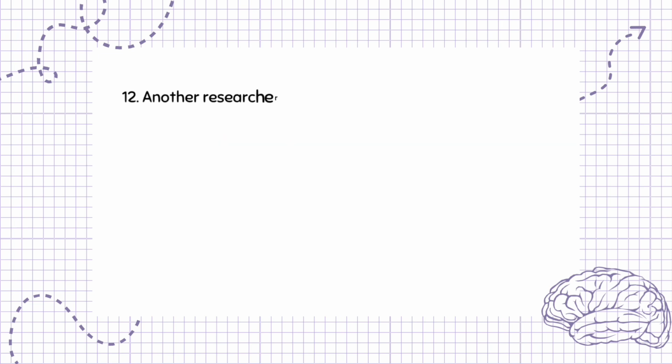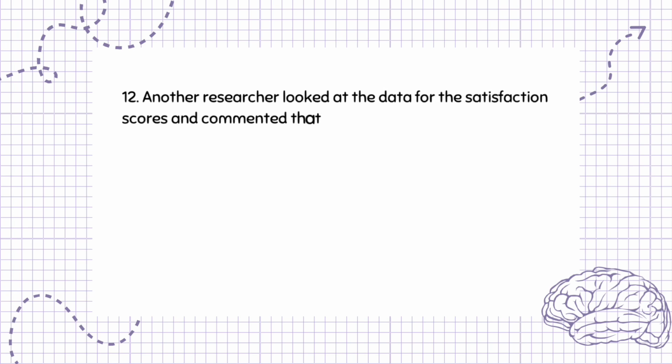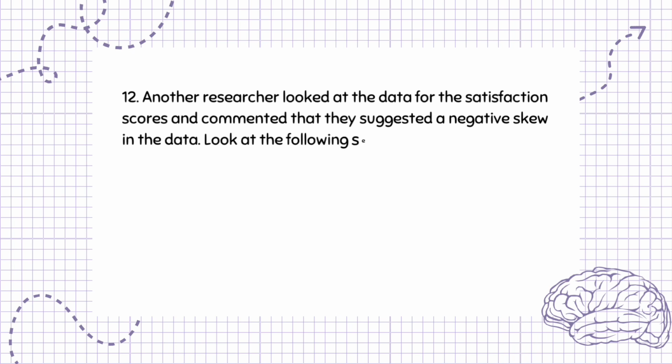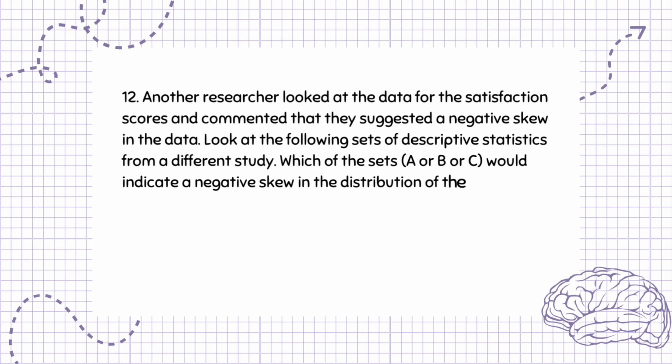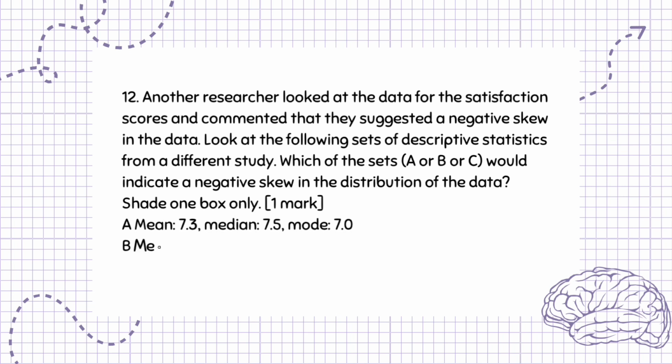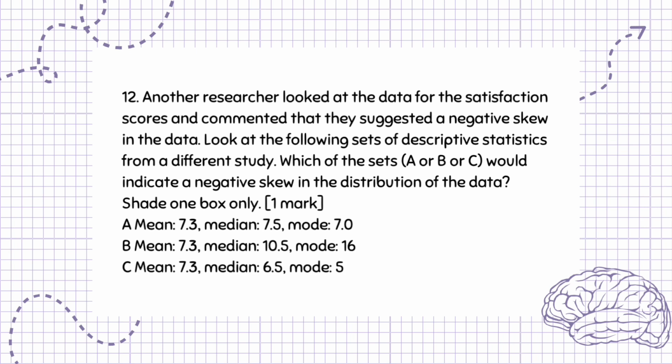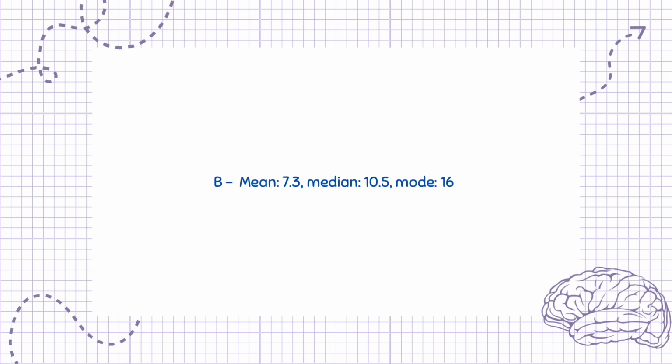Question 12. Another researcher looked at the data for the satisfaction scores and commented that they suggested a negative skew in the data. Look at the following sets of descriptive statistics from a different study. Which of the sets, A or B or C, would indicate a negative skew in the distribution of the data? Shade 1 box only. 1 mark. A: mean 7.3, median 7.5, mode 7.0. B: mean 7.3, median 10.5, mode 16. C: mean 7.3, median 6.5, mode 5. The answer is B: mean 7.3, median 10.5, mode 16.